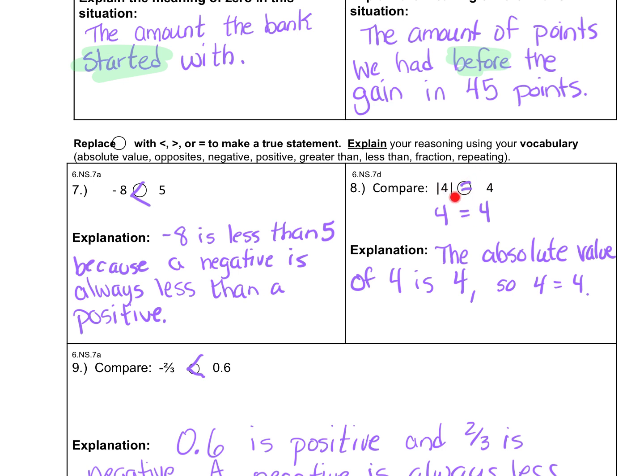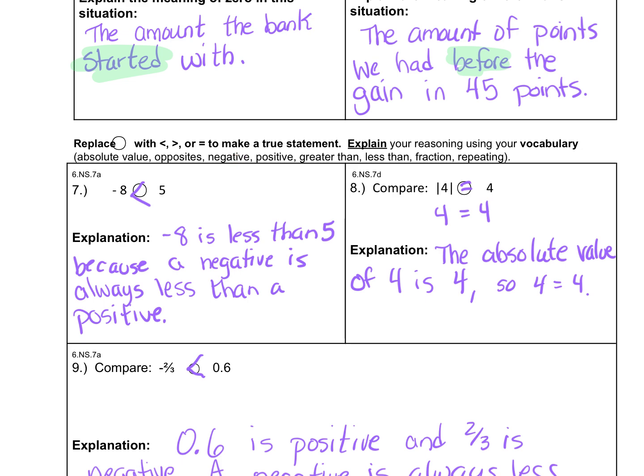The absolute value of 4 is equal to 4. So that's what I said. The absolute value of 4 is 4. So, oops, this should be equal. Oh, yeah. So 4 equals 4. That's fine. And then last, I have negative 2/3 is less than 6/10. 6/10 is positive and 2/3 is negative, so negative is always less than a positive.